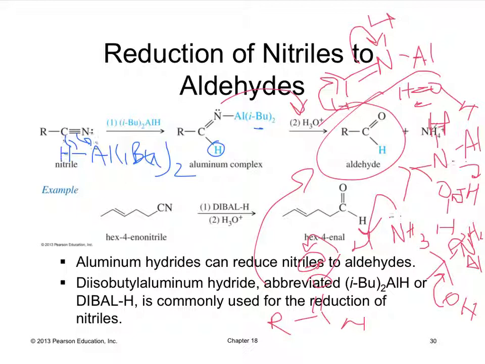So the first step is a reduction with DIBAL, and then protonation with the H3O+. These are aluminum hydrides. Diisobutylaluminum hydride is commonly used for nitrile reduction.